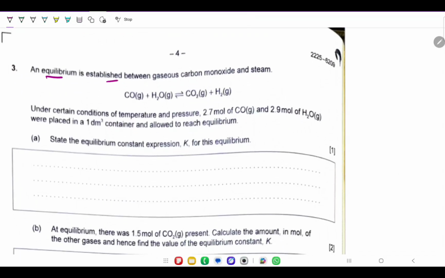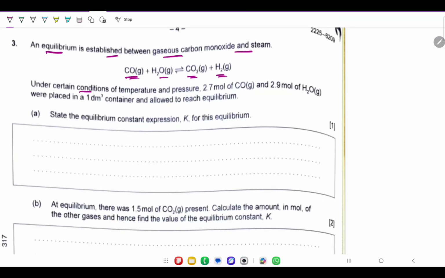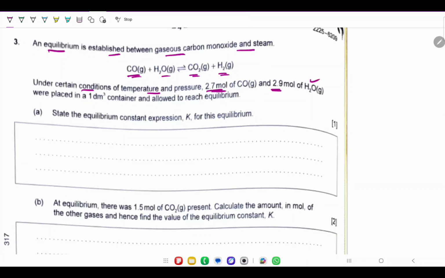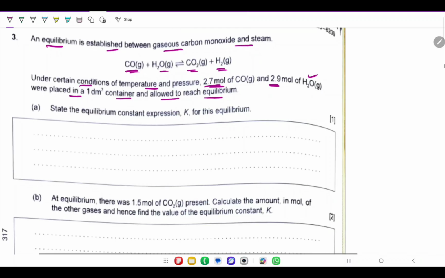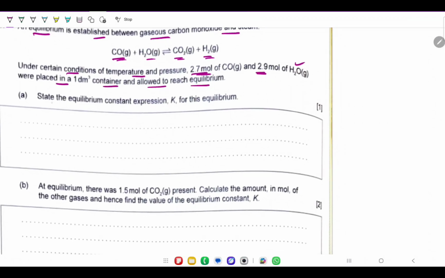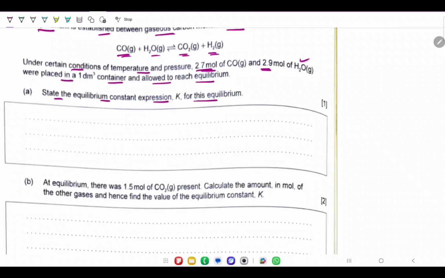An equilibrium is established between gaseous carbon monoxide and steam. This is carbon monoxide and steam reacting to form carbon dioxide and hydrogen, all gases. Under certain conditions of temperature and pressure, 2.7 mole of carbon monoxide and 2.9 mole of water, or steam, are placed in a 1 dm3 container and allowed to reach equilibrium. So this is an equilibrium based question. State the equilibrium constant expression K for this equilibrium reaction.